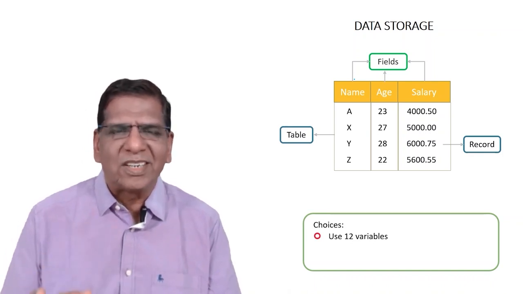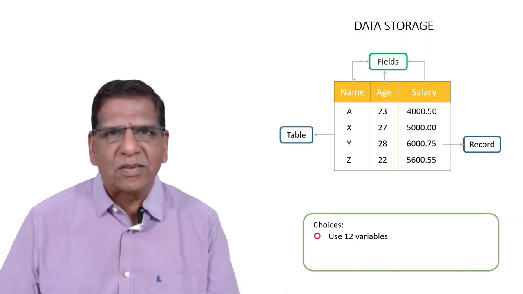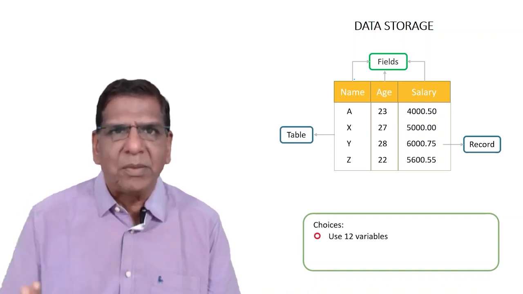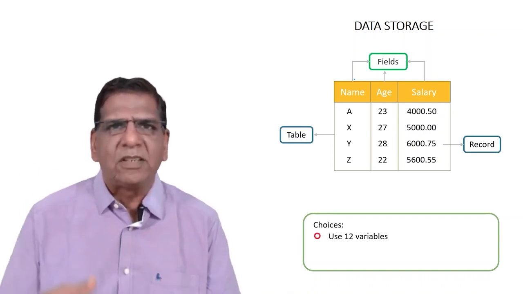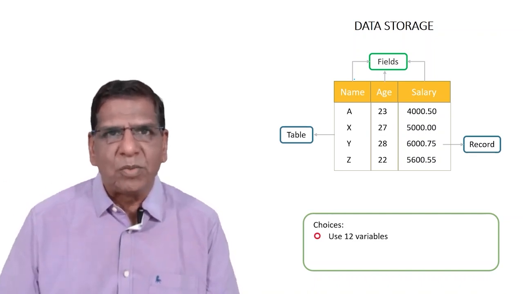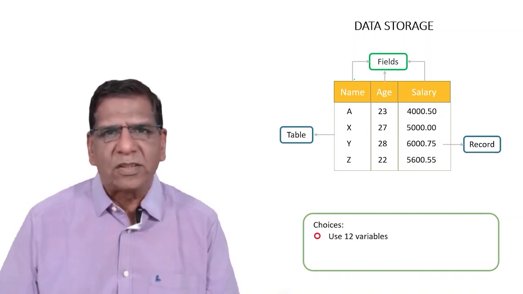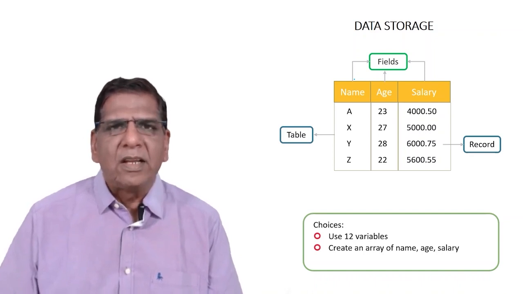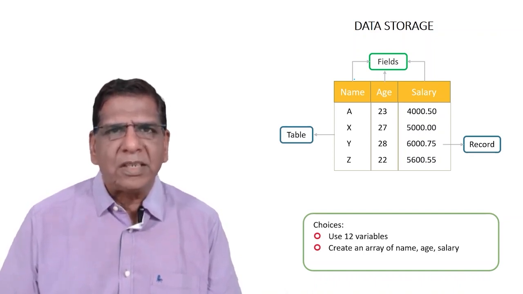But you'd soon reject it because that's not a scalable solution. Today we have only 3 fields and 4 records. Tomorrow it might be many more, in which case the number of variables will also have to be many more. So that's not scalable, hence we should reject it. Second possibility is to create an array of name, age and salary.